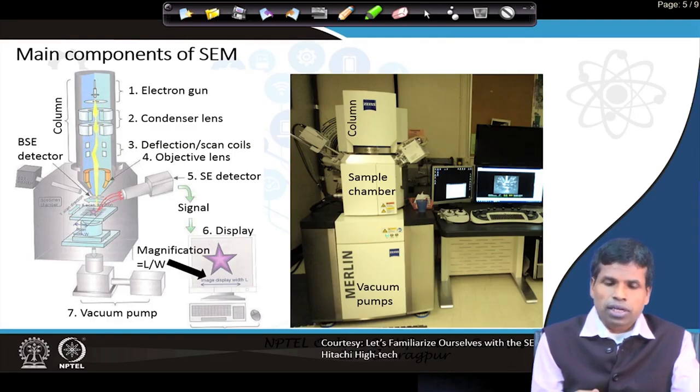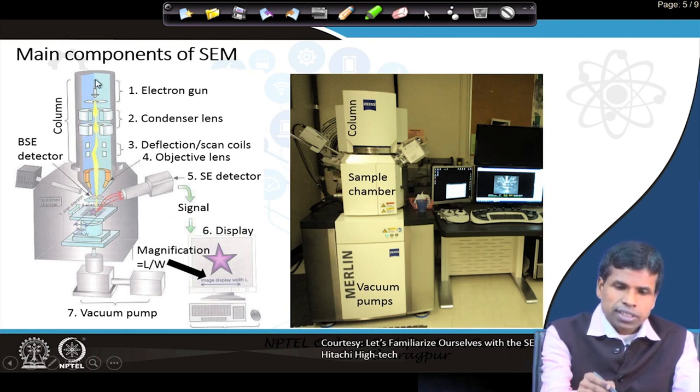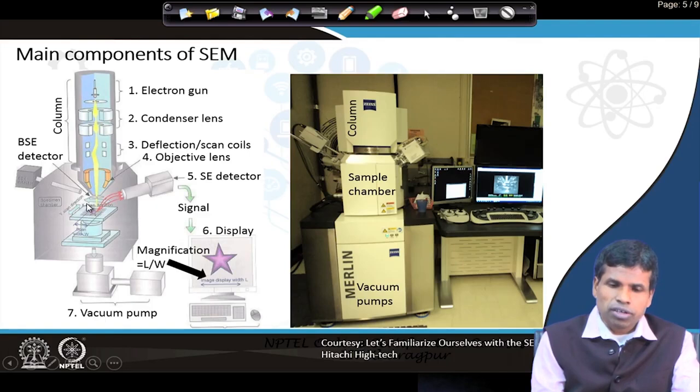If you remember, in our SEM the electron beam is scanned across the sample. So these scan coils allow the electron beam to scan across the sample. After the scan coils, we have the objective lens, and below the objective lens, we have the specimen. Up to the objective lens, we have a column. Inside the column, we have the electron gun, condenser lens, deflection or scan coils, and objective lens. Below the column, we have the specimen. The electron beam will strike this specimen, and at different sides of the specimen, we have different detectors.